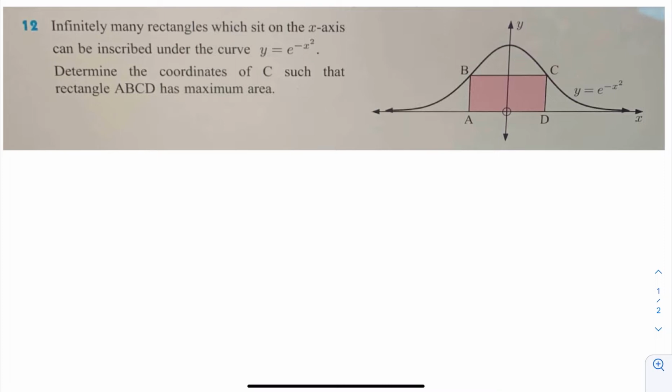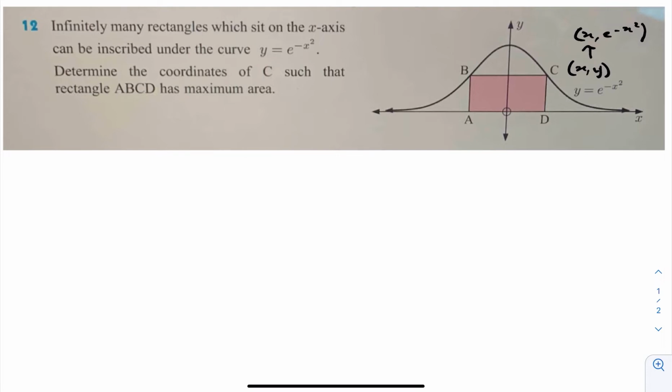So what we're going to do is first write down the coordinates of C. C is in the first quadrant, so if you move x to the right and y up, you get the coordinates of C, which is expressed as x, y. However, we can also express y as e to the power of negative x squared. So C is actually x, comma, e to the power of negative x squared. Those are the coordinates of C, and we just have to find out what x value would work for this.